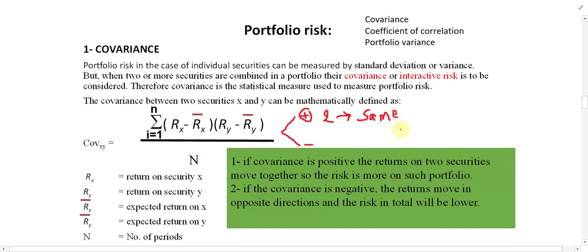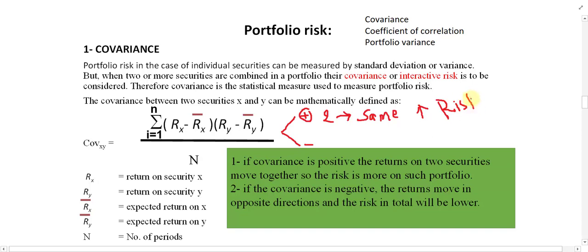Same features means that if you combine these two securities in your portfolio, they will go in the same direction. If they make a profit, both at the same time will make a profit. If they suffer a loss, both at the same time make a loss. So in this case, if both have the same feature, the risk of this portfolio will increase.